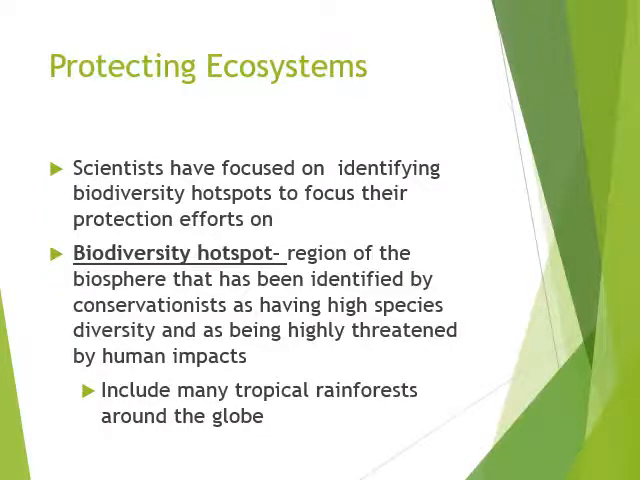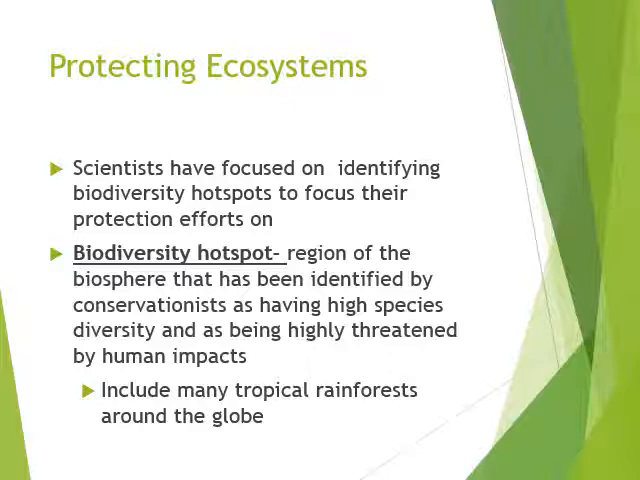When it comes to protecting ecosystems, it's really difficult to try to protect everything at once. So usually scientists look for the areas of most concern first, and then they work their way back. So scientists focus on identifying biodiversity hotspots to focus their efforts. A biodiversity hotspot is a region of the biosphere that has been identified by conservationists as having high species diversity and being highly threatened by human impacts.